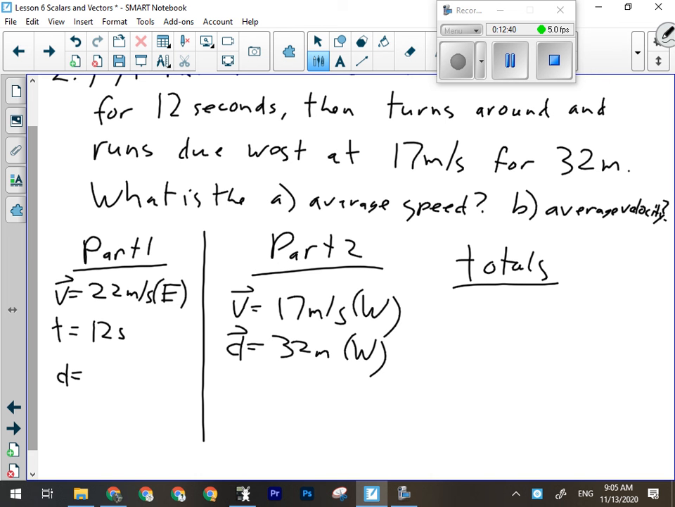It doesn't always have to say 32 meters west. It can preface that with the direction. You have to always be watchful for that. All right, what don't I have in part 2? Time, and I'm going to need that.